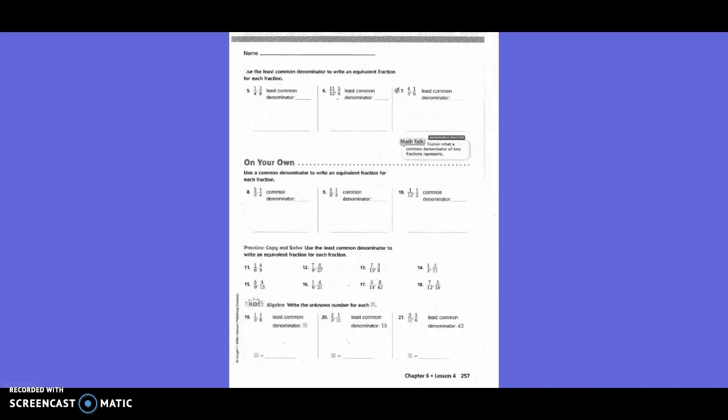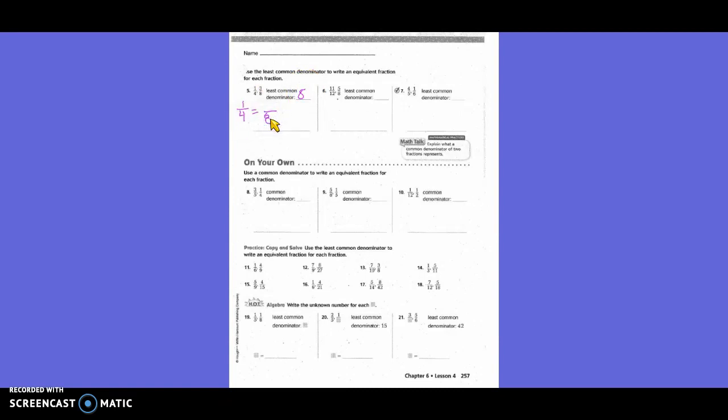Use the least common denominator to write an equivalent fraction for each fraction. So 1/4 and 3/8. What would be our least common denominator? 8. Do we have to change both of them? No. So 1/4 equals something over 8.